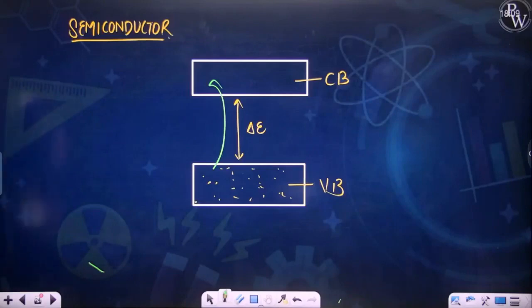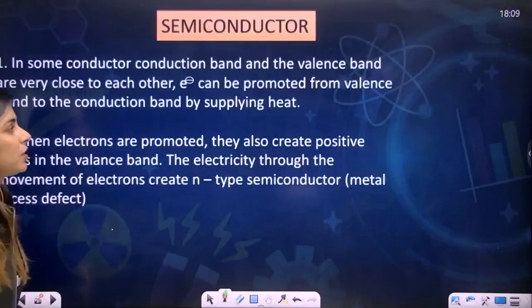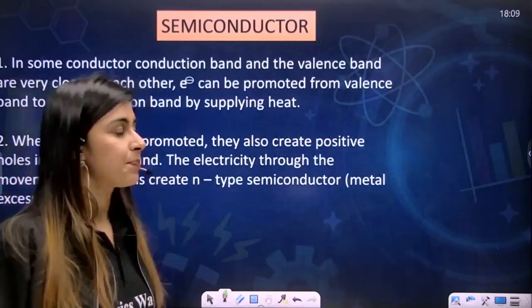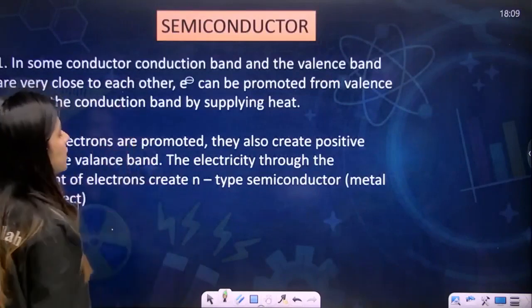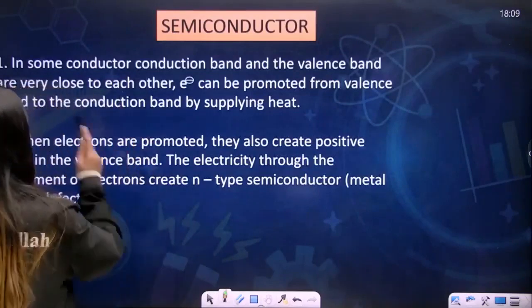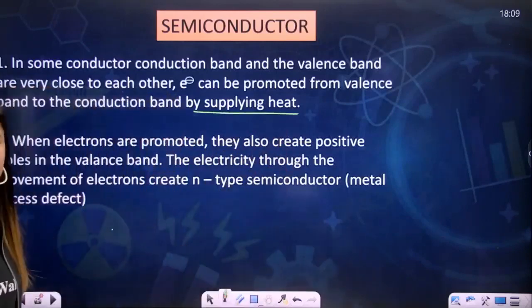I hope you've drawn it. Now, let's read a few points about semiconductors. In some semiconductors, the conduction band and the valence band are very close to each other. Electrons can be promoted from the valence band to the conduction band by supplying heat, by increasing the temperature.